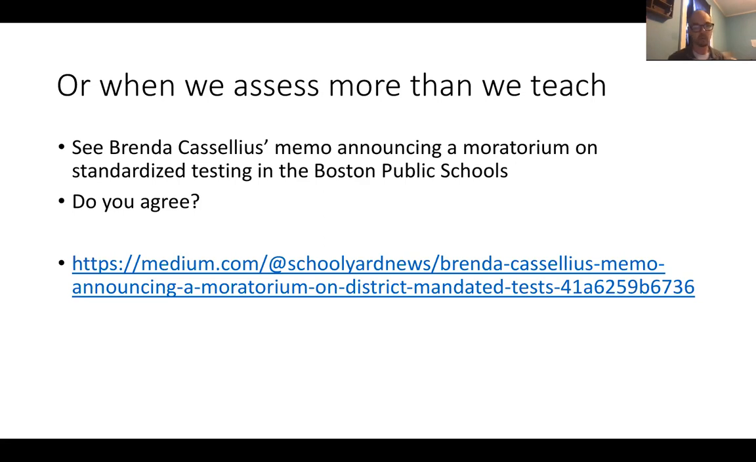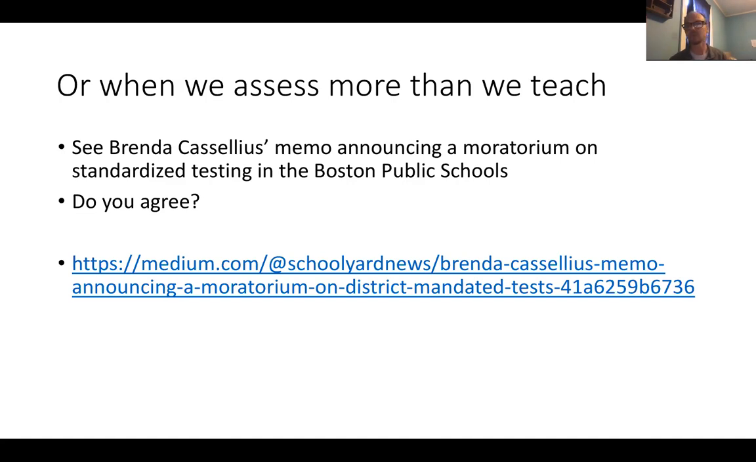Or when we assess more than we teach. And so this is getting to activity number 2. Take a look at Brenda Casilius's memo. She's the superintendent of the Boston Public Schools, announcing a moratorium on standardized testing in the BPS. And so the question for this activity is, do you agree with this, yes or no? There's also a second option that you can see on Module 7 on Canvas. So if you don't want to do this one, there's a second option of just writing an opinion piece on a different topic.